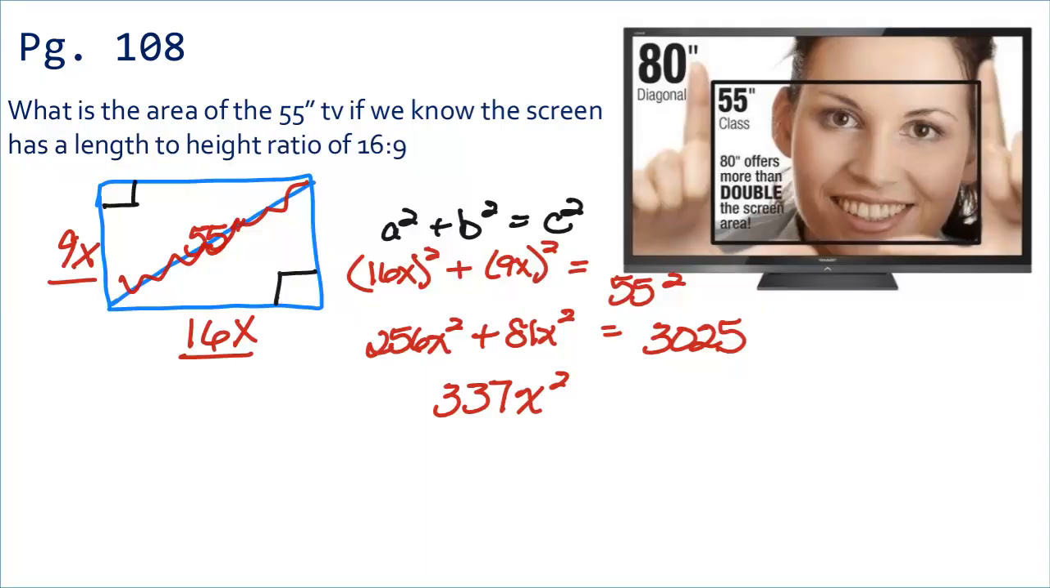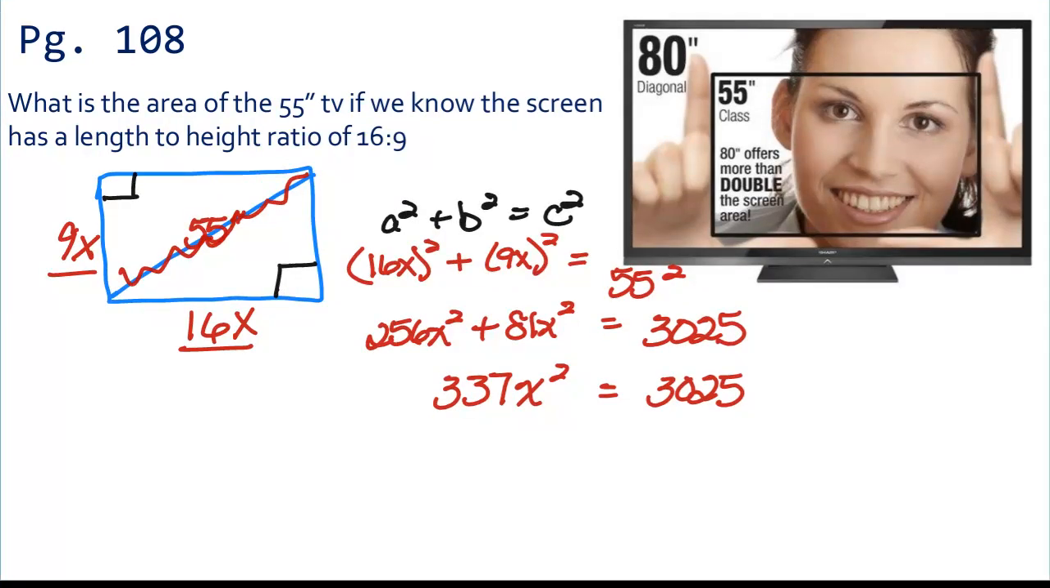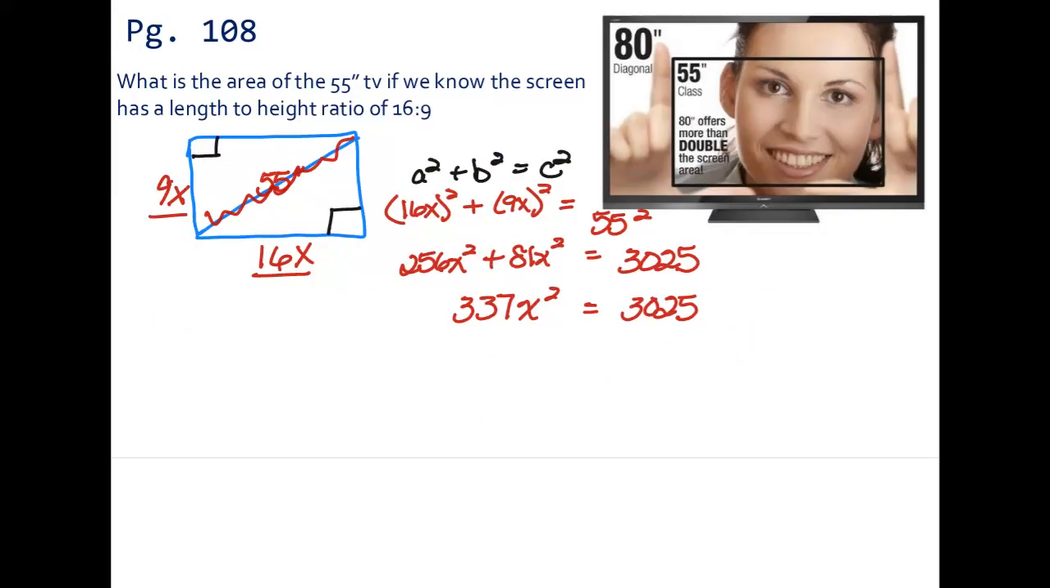So 337x squared equals 3025. What would I do next? Divide by 337. X squared is equal to how much? Come on, this is the audience participation. A little bit louder. 8.976. Is that x or x squared? That must have been x squared.